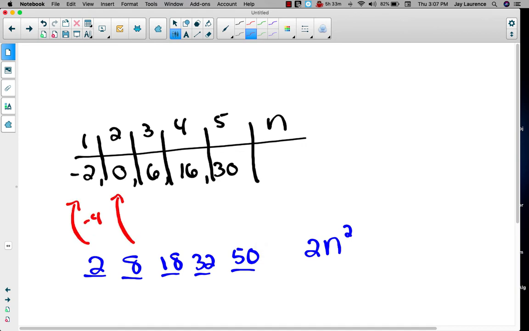On the second one, I have to subtract 8. On the next one, I'm subtracting 12. Okay, I'm skip counting by 4, actually by negative 4. So that means on the nth one, I'm going to subtract 4n. So my pattern is my nth term is 2n squared minus 4n.